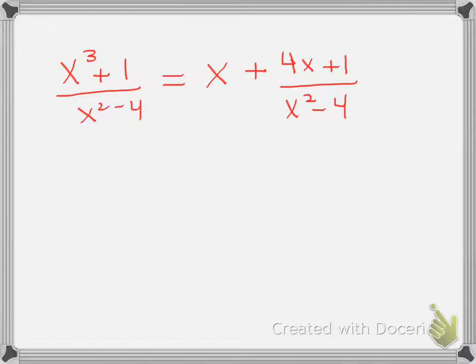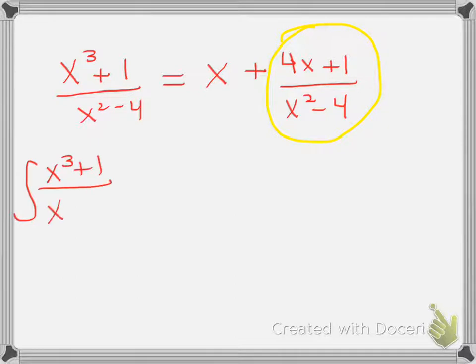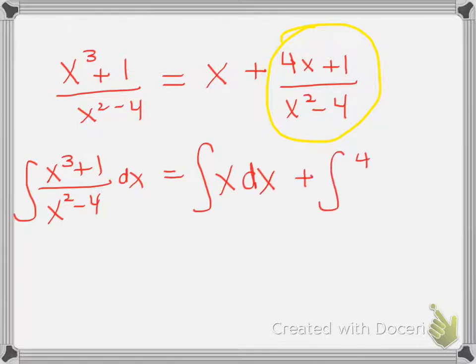Now we're only doing the PFD here. However, in your final answer, for x cubed plus 1, you always go back. I like to go back to the original integral. This will equal the integral of x dx plus the integral of 4x plus 1 over x squared minus 4 dx.